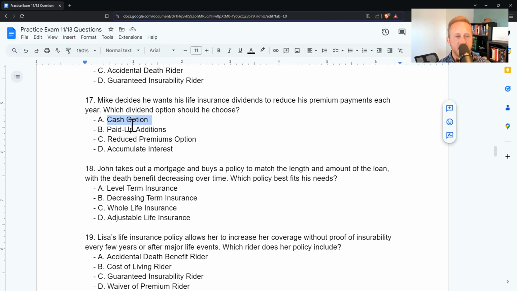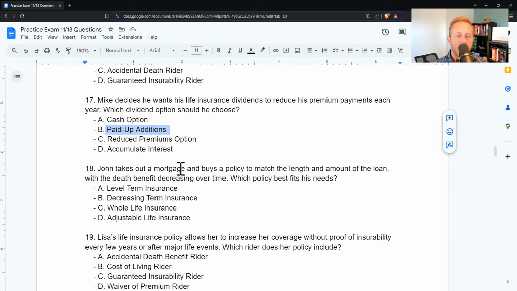Cash option is when he just takes it in cash. Paid up additions is when the dividends actually purchase additional whole life insurance for his policy. Reduced premiums is what lowers his premium. And accumulate interest is when those dividends are just held to accumulate interest.